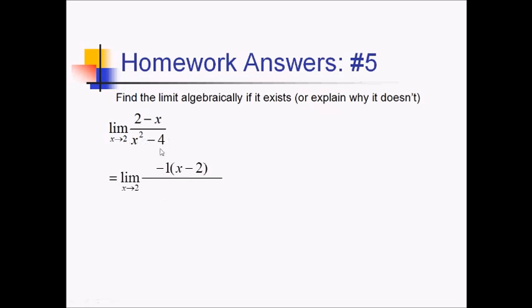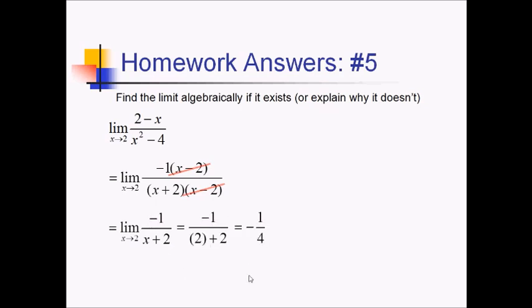My denominator I can factor into x plus 2, x minus 2. So now this x minus 2 and this one can cancel out. That leaves me with the limit as x approaches 2 of negative 1 over x plus 2. And since I've canceled something out, it's time to try plugging the number in for real. This will be negative 1 over 2 plus 2, or simply negative 1/4.